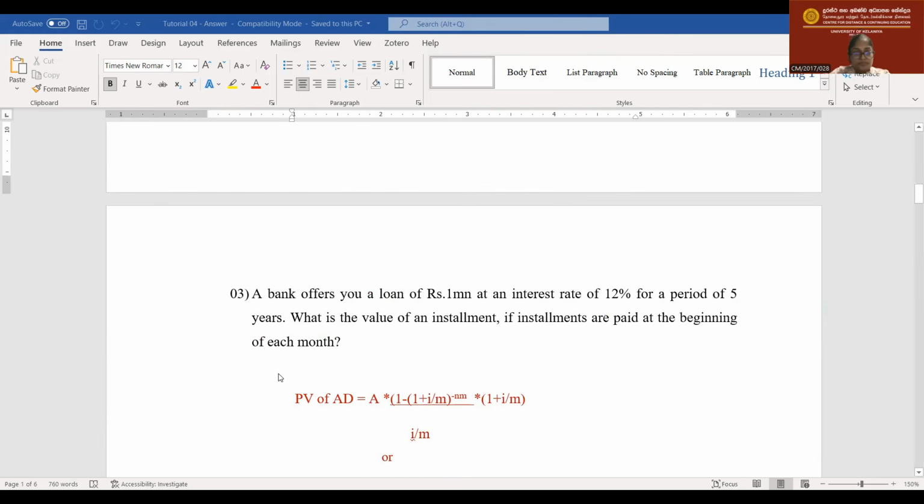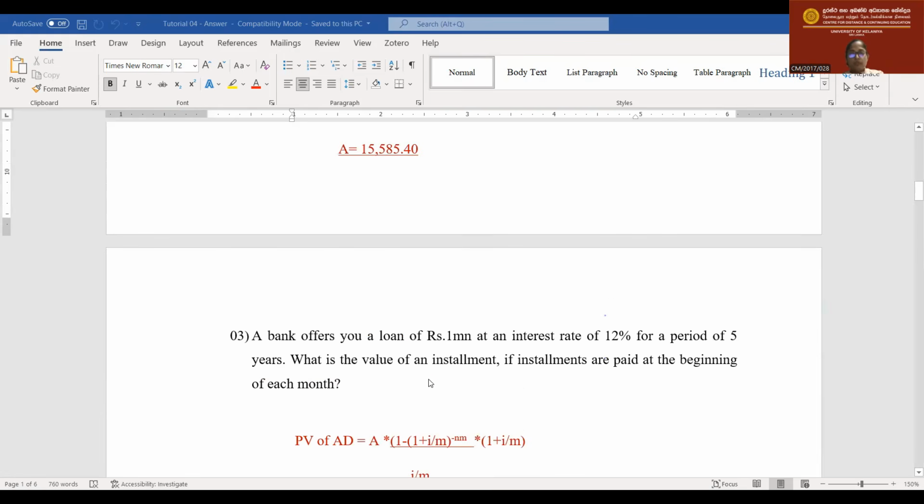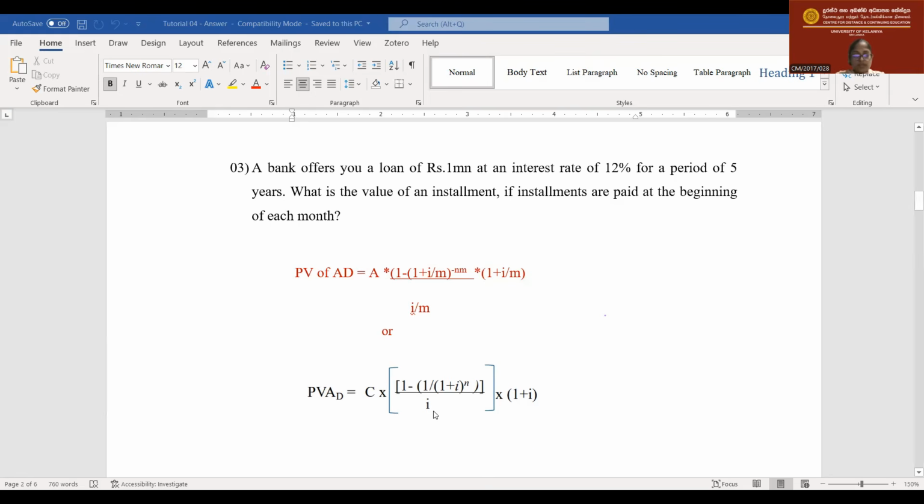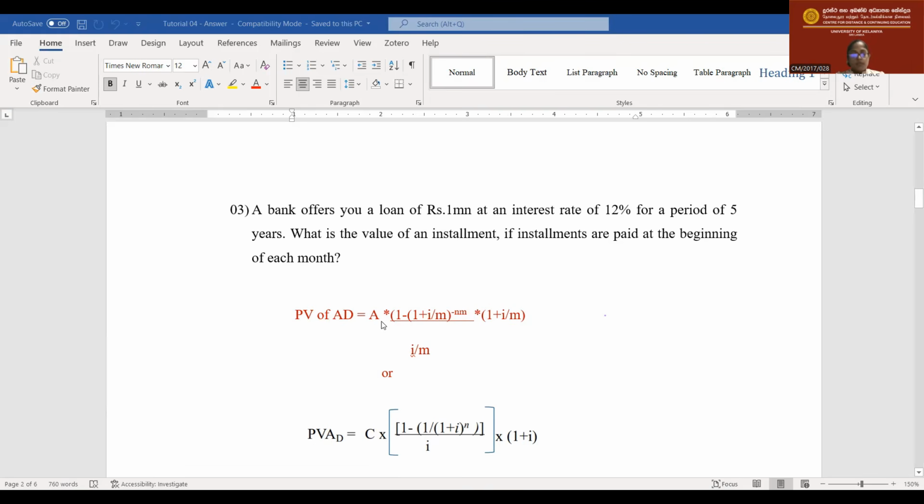Third one. A bank offers you a loan of rupees 1 million at an interest rate of 12% for a period of 5 years. What would be the value of an installment if installments are being paid at the beginning of each month? Compounding is there, right? I mean, some kind of adjustment is there. Each month value is there, right? Okay, write the relevant formula first of all.